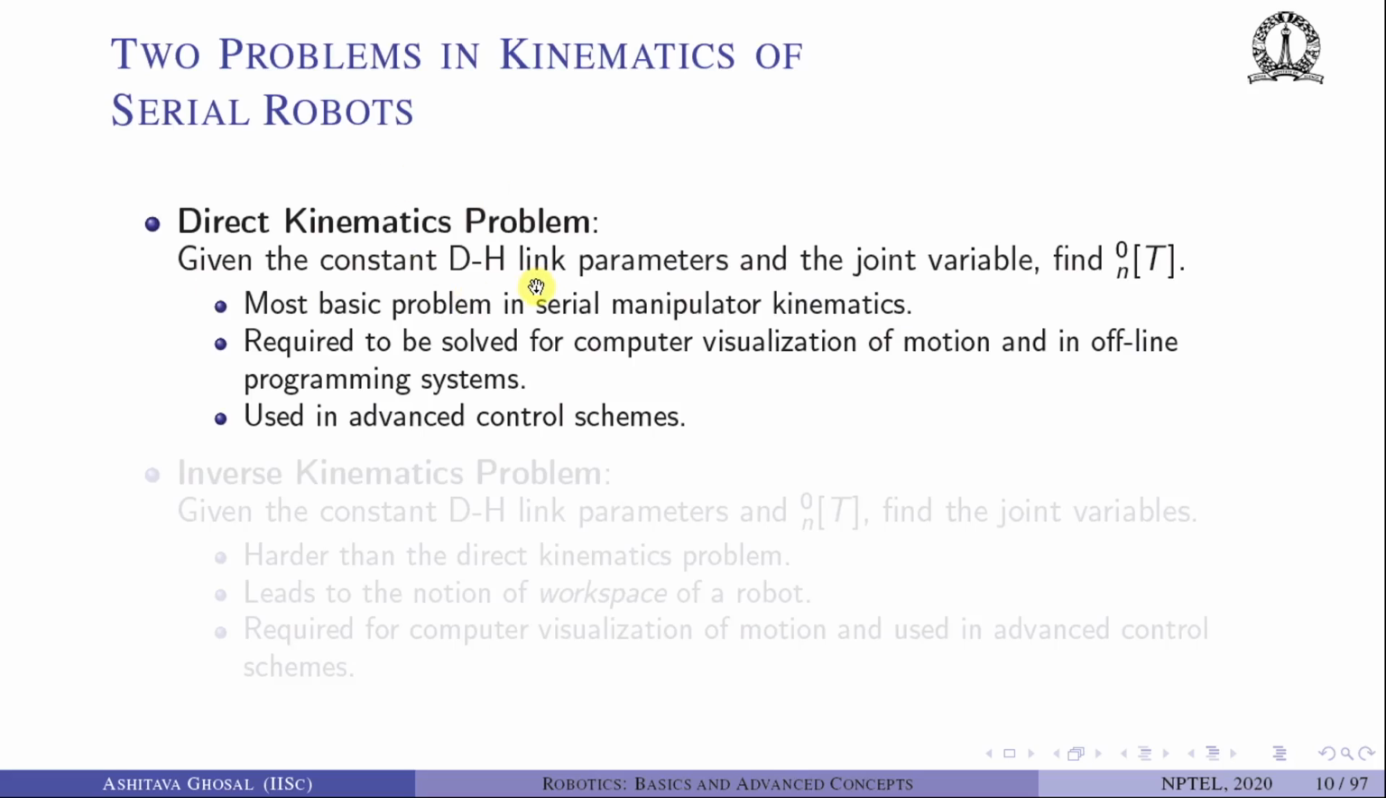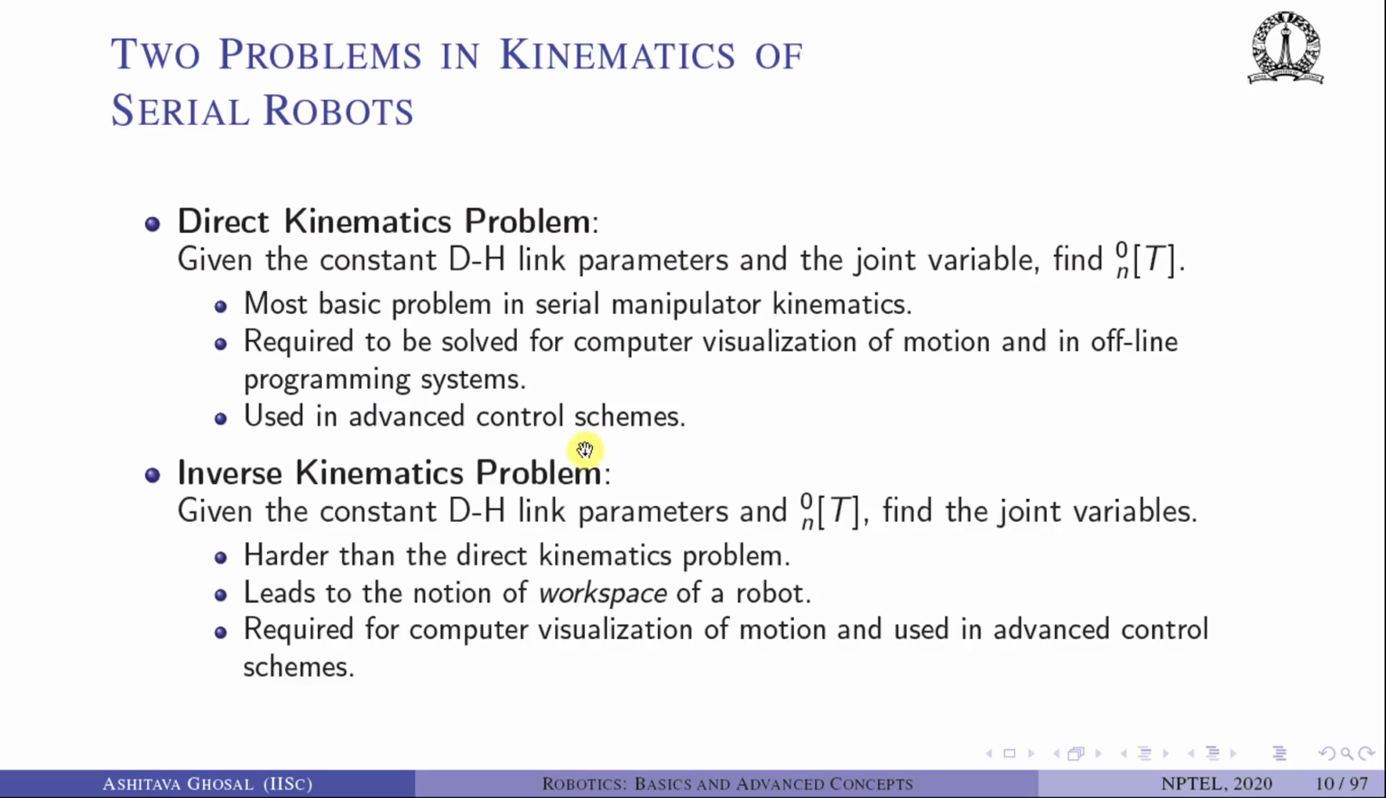Given all the DH parameters, the constant ones as well as the joint variables, find the position and orientation of the last link or any other link for that matter. This problem needs to be solved for computer visualization of motion and in offline programming systems. If I were to change these DH link parameters and the joint variables, how does the end of the robot move? If I want to show you on a computer screen, I need to solve this direct kinematics problem. It is also used in advanced control schemes, which we will see later.